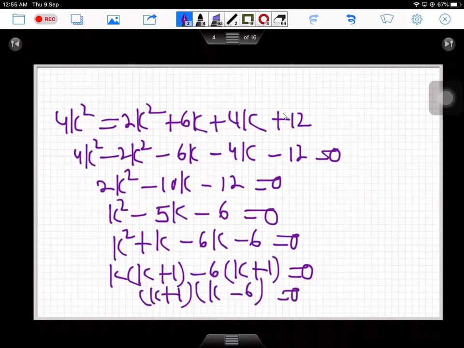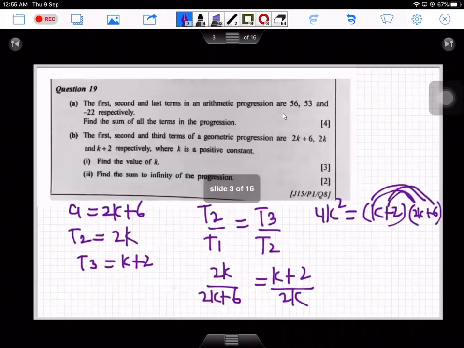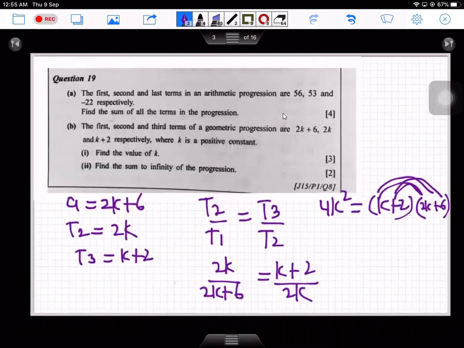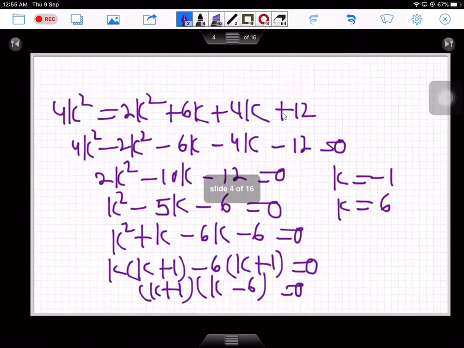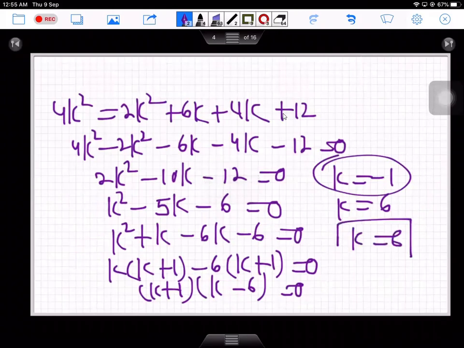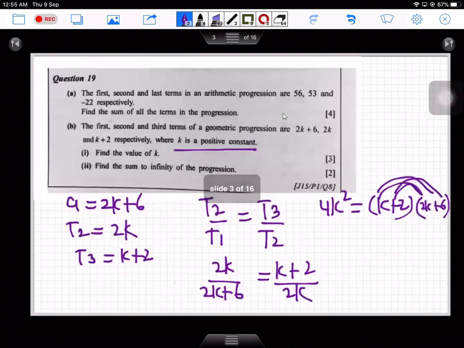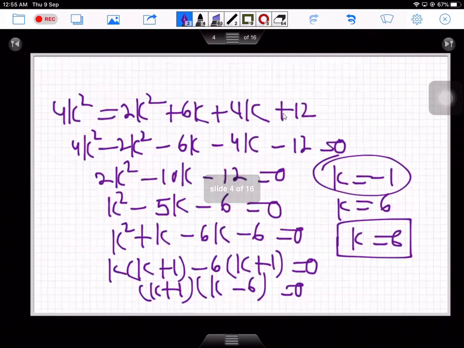There are two values of k over here. k is equal to minus 1 and k is equal to positive 6. But we need to look at the condition which is mentioned in the question. It is said that k is a positive constant. So minus 1 will be ignored and k is equal to 6 is the only acceptable answer. All right, so this was question number 19, part B, part 1.